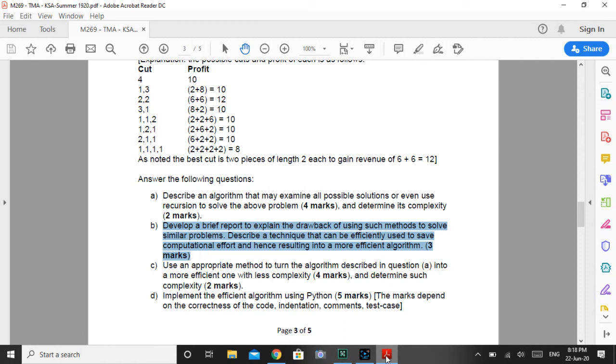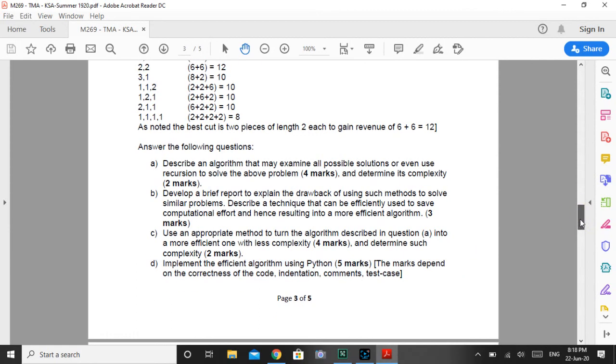Number C, use an appropriate method to turn the algorithm in A into a more efficient one with less complexity. What changes should you make? And lastly, implement the efficient algorithm using Python. Is it clear?